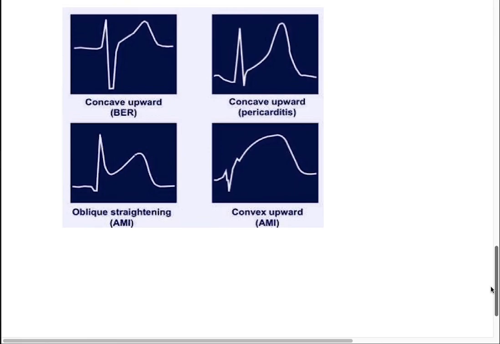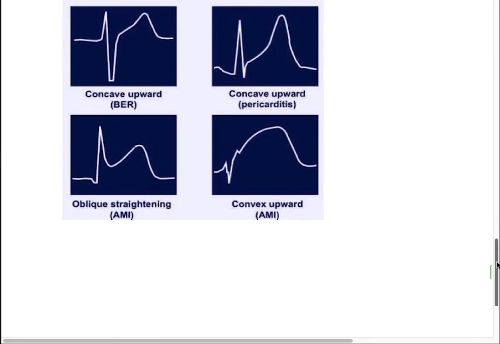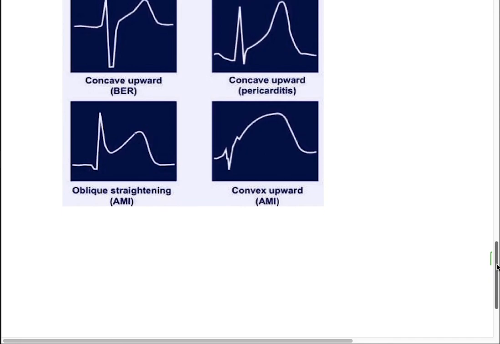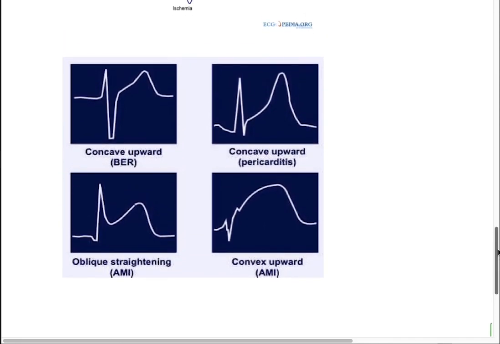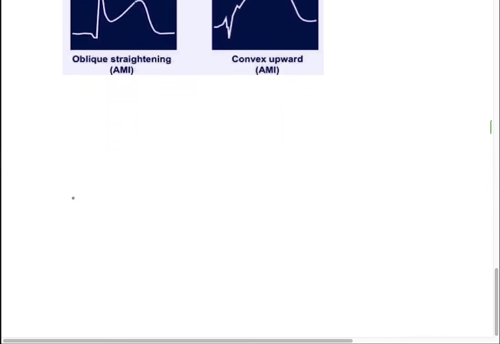Then coming to the end, ST segment elevation, as you all know, is seen in acute myocardial infarction. You can see the convex upward stroke, but if it's pericarditis, it's concave upward. If it's convex, it's acute myocardial infarction.